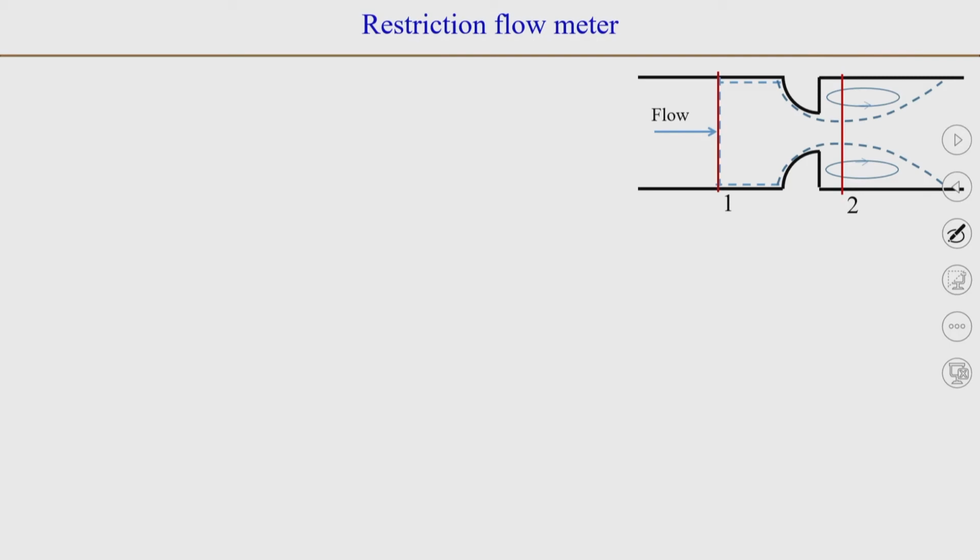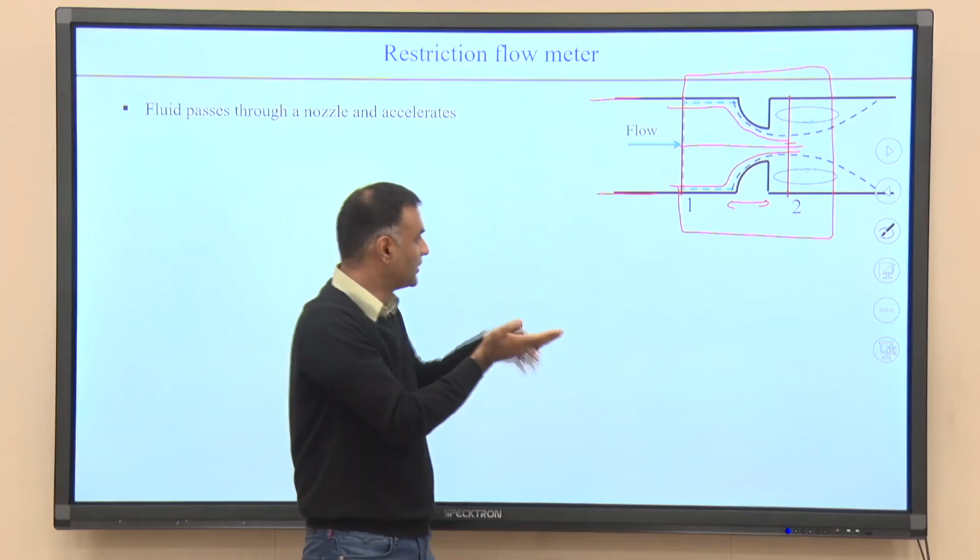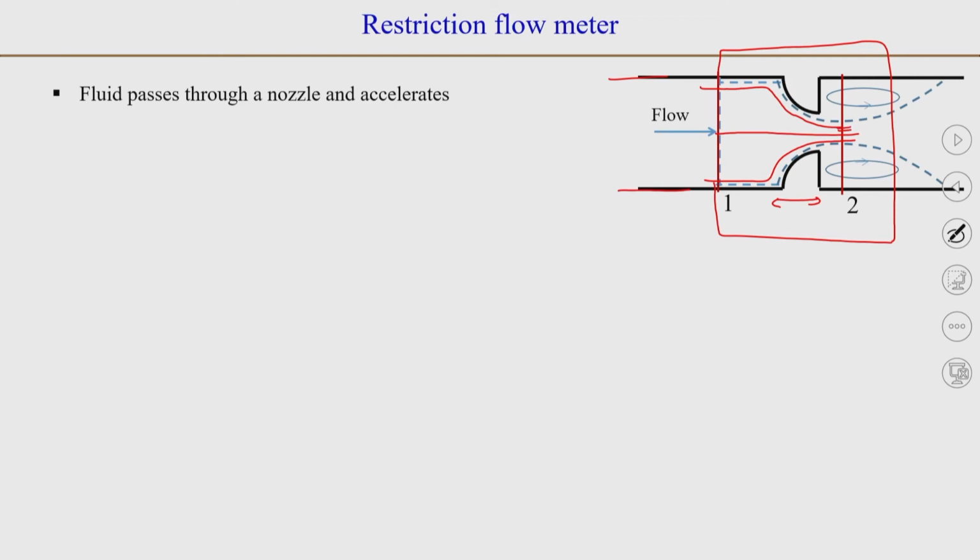Okay, so let us come to this restriction flow meter. In the restriction flow meter, basically the idea is that this is your pipe where the flow is approaching, and you install a restriction in this region here. So, here you have a nozzle kind of thing. As you can see from here, the flow streamlines will be passing through, and the flow will accelerate. The streamlines will come closer when the flow goes through here, and then the flow will expand again.